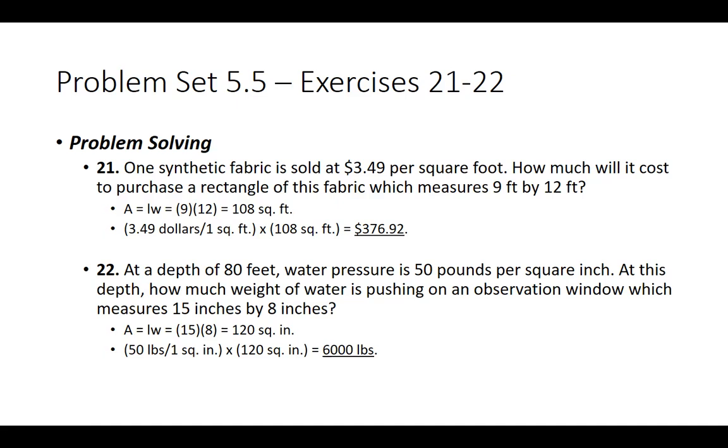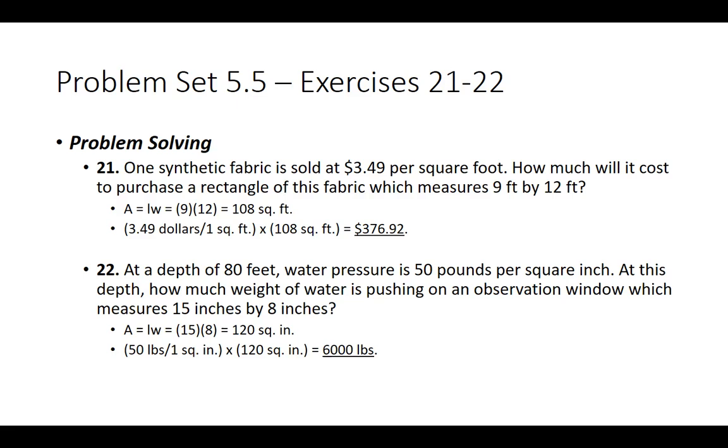Number 22. At a depth of 80 feet, water pressure is 50 pounds per square inch. At this depth, how much weight of water is pushing on an observation window which measures 15 inches by 8 inches? So again, we need the area. The area is the length times the width. That's 15 inches times 8 inches, which is 120 square inches.